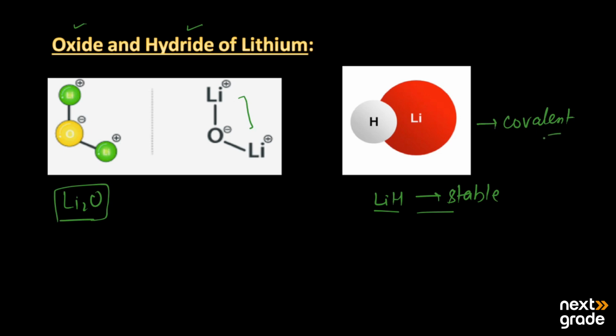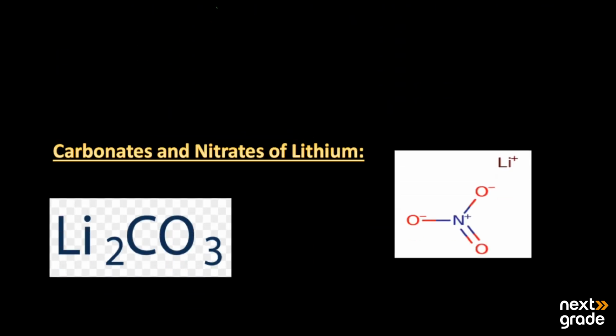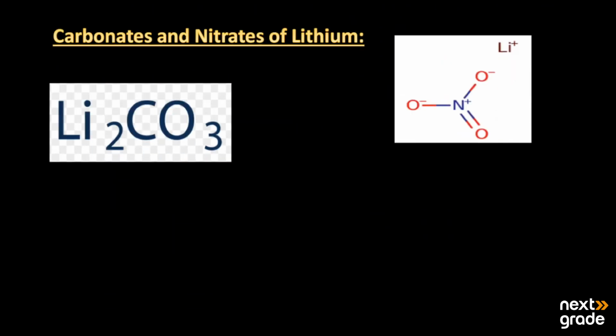On the other hand, lithium is the least reactive metal of all the alkali metals. When we burn lithium in air, it forms the oxide. That oxide we call the normal oxide, whereas the others like sodium and potassium form peroxides as well as superoxides. So this is the simple reason for the peculiar behavior of the oxides and hydrides of lithium. Then we have carbonates and nitrates of lithium.